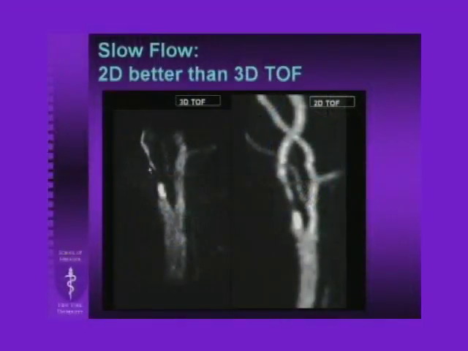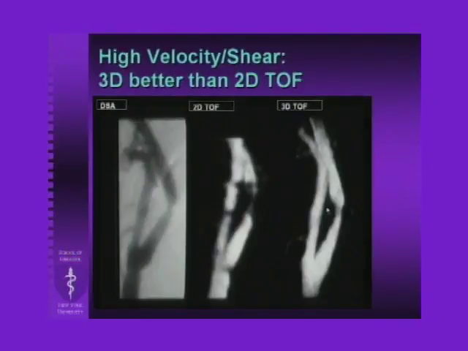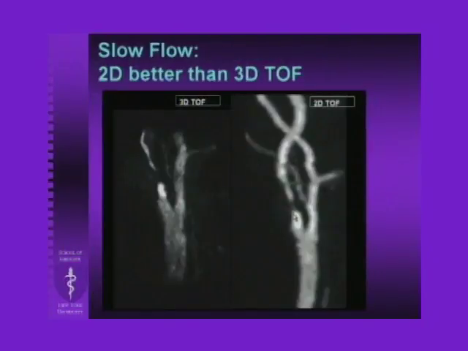So that's an important issue to keep in mind. The opposite is true with slow flow. When you get to a high degree of stenosis, as you can see here on the 3D, you really can't see the vessel very well, but on the 2D you see it better. So again, in the previous case, we would go with what the 3D showed. In this case, we would go with what the 2D showed if we were doing both techniques.